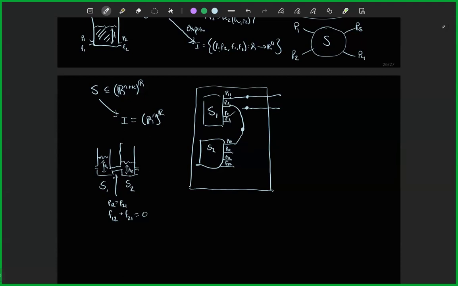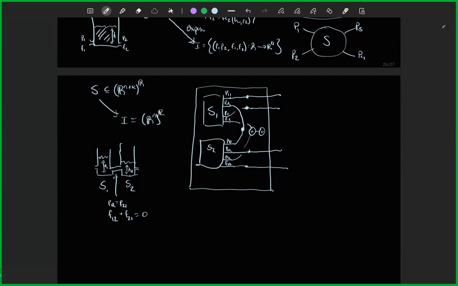Similarly, P22 goes straight out, and F22 goes straight out. And now we're left with these F21s here, which I'll put into a little plus, and then we'll say here a little zero. I'll explain what that means, but the idea is that when you add those two together, you get zero. So this is the kind of picture we would write down.